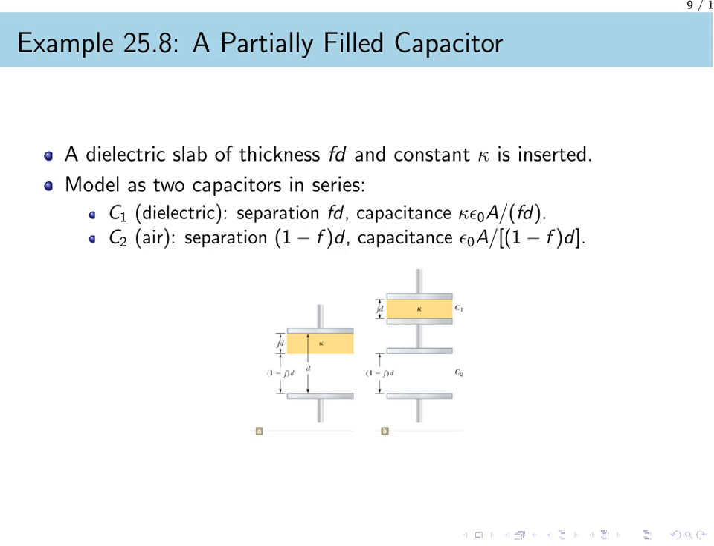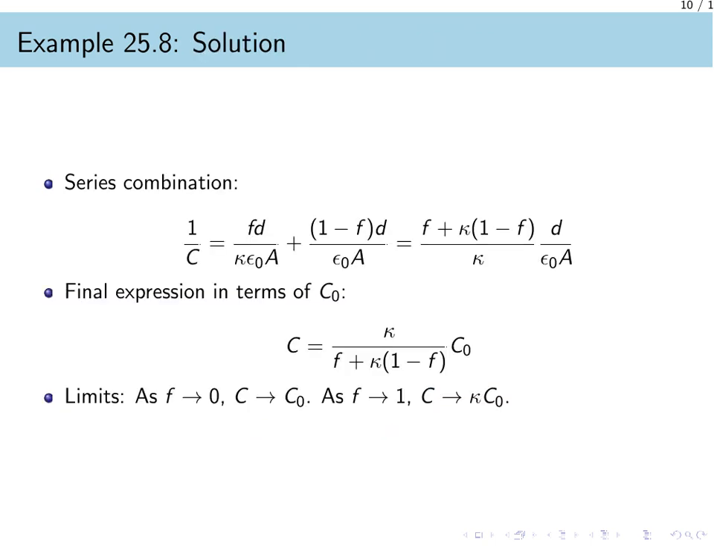The first equivalent capacitor contains the dielectric, has a separation distance of f times d, and its capacitance includes the factor kappa. The second equivalent capacitor is filled with air, has a separation distance of (1 minus f) all multiplied by d, and acts as a standard empty capacitor. To solve for the total capacitance, we again apply the series combination formula. We add the reciprocals of the two individual capacitances.